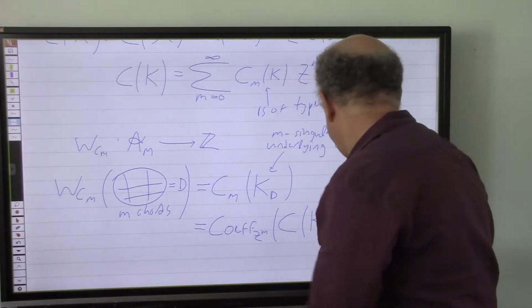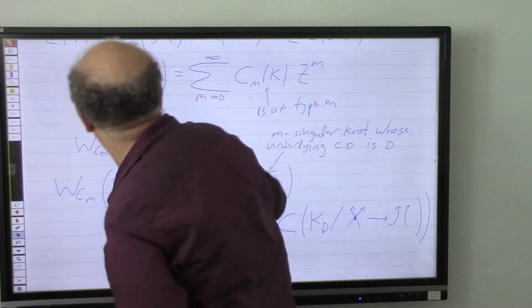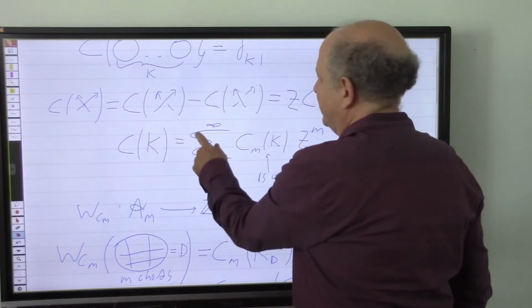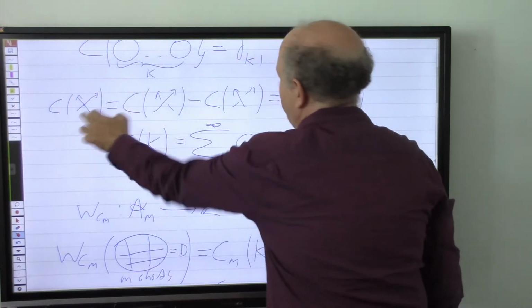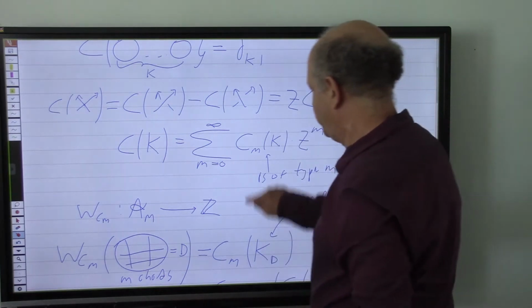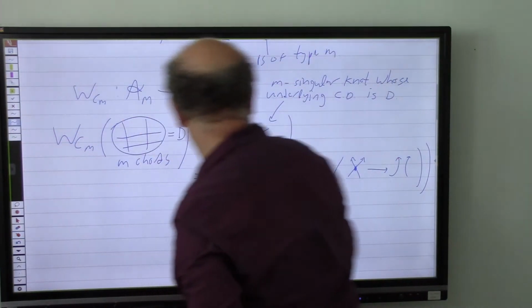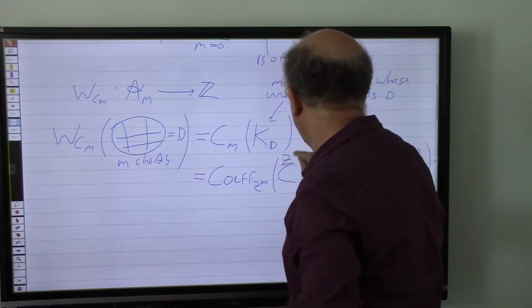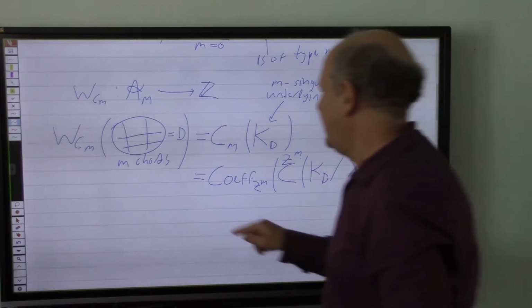Sorry, I forgot a crucial term. The crucial term is, well, every time you replace a double point by a smoothing, you get a factor of z. So I forgot here the crucial factor of z to the m times this. Okay?